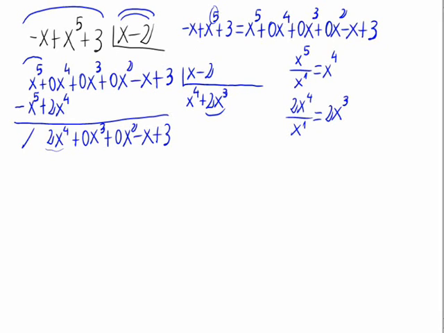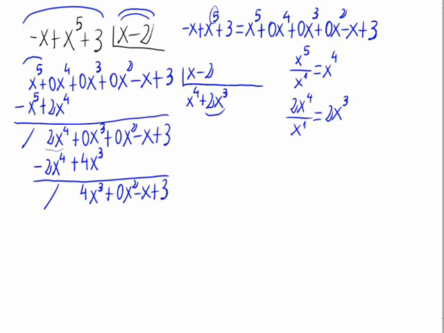So let's multiply this 2x cubed by the whole divisor, that is 2x to the third times minus 2 is minus 4x to the third, and 2x cubed times x would be 2x to the fourth. And now let's change the sign. So operating this, we would have 2x to the fourth minus 2x to the fourth is 0. 0x cubed plus 4x cubed is 4x to the third, plus 0x squared minus x plus 3.